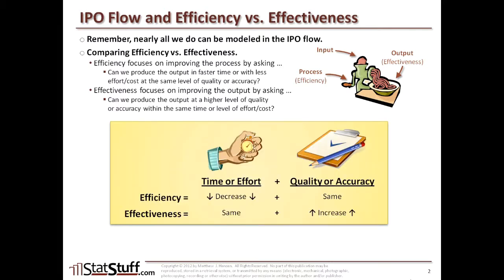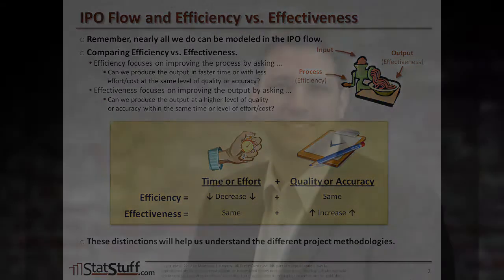We used the illustration as well where we compare it here. From an efficiency standpoint, we want to keep the same level of quality or accuracy, but we only want to focus on reducing the time or effort involved in the process. Likewise, for effectiveness, it's the same level of time or effort in the process, and we want to improve the quality or accuracy. Now, the distinctions between effectiveness and efficiency are what's going to really help us as we explore the project methodologies. Of the 5 different project methodologies, how can we determine which method to use in which circumstance?